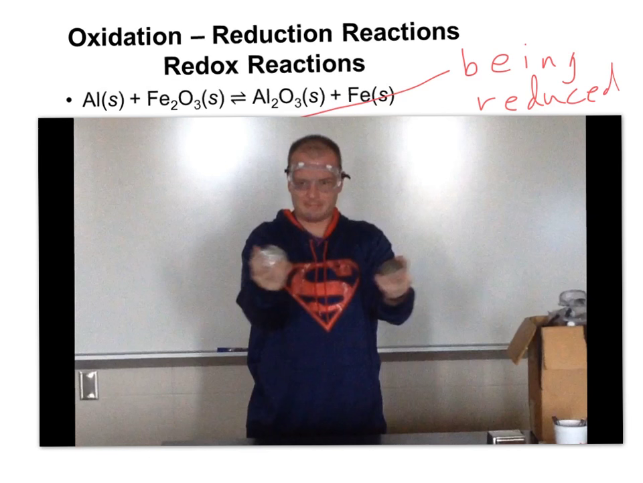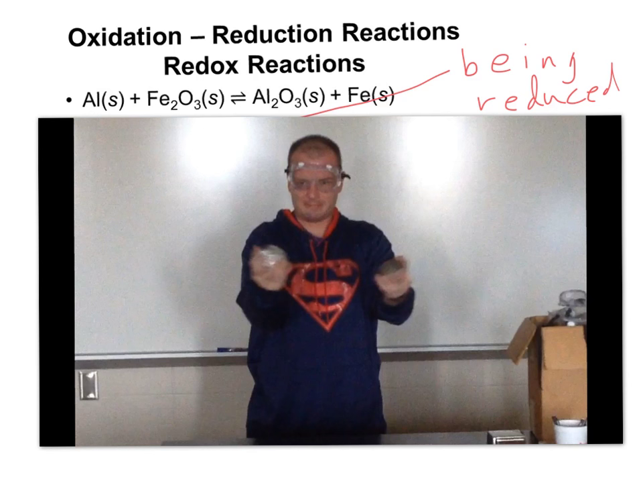Alright, I always like to begin our discussion of oxidation reduction with a quick reaction. And this is perhaps one of my favorites. I've been doing it since I was a little kid. It's the reaction of aluminum and iron. And believe it or not, you've been doing it since you were a little kid too.